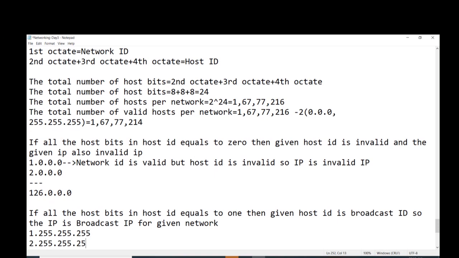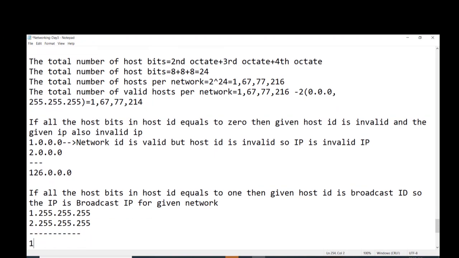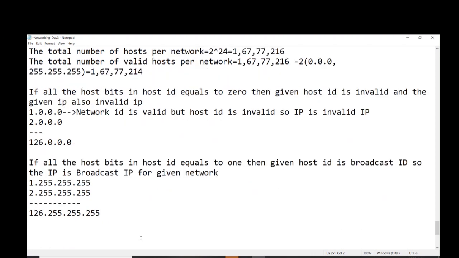like this, if I write up to 126.255.255.255 for all network IDs, it is a broadcast for each network. That's the reason the given IP is broadcast. So the IP is the broadcast IP for the given network. One is a network ID, two is a network ID, 3, 4 up to 126, each network ID in class A. If I make all the host bits in the host ID equal to 1, then it becomes a broadcast IP address. It is a broadcast IP for the given network 1. Is that clear? Yes, sir.